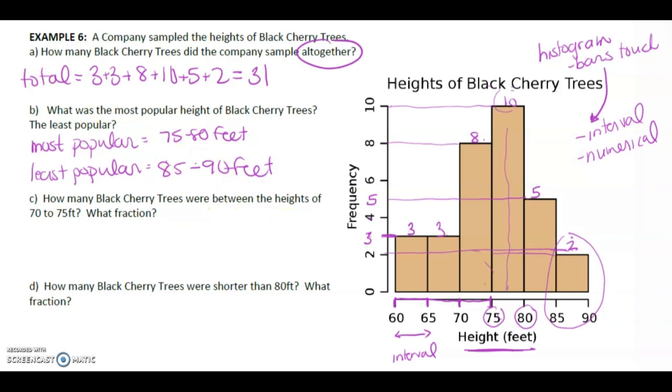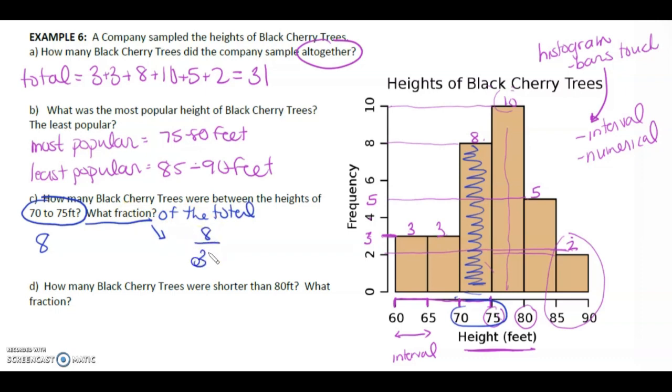Okay. C, how many black cherry trees were between the heights of 70 to 75 feet? How many? So how many would be here, 70 to 75. So it'd be this bar here, it'd be 8. And then what fraction? So when we talk about what fraction, we're thinking what fraction of the total. So in other words, it's 8 out of the total of 31.